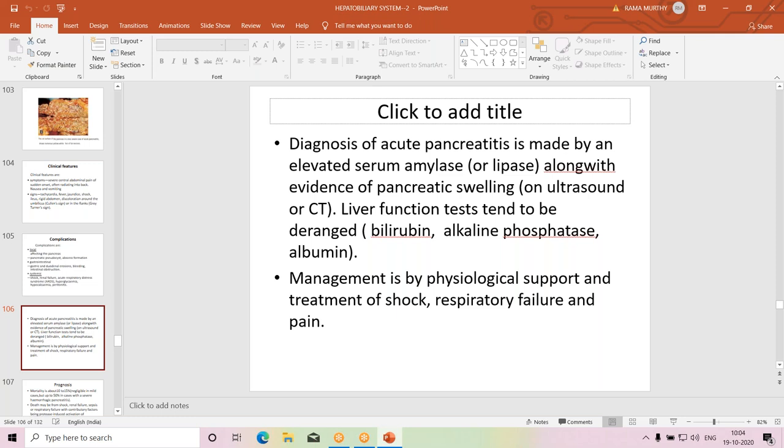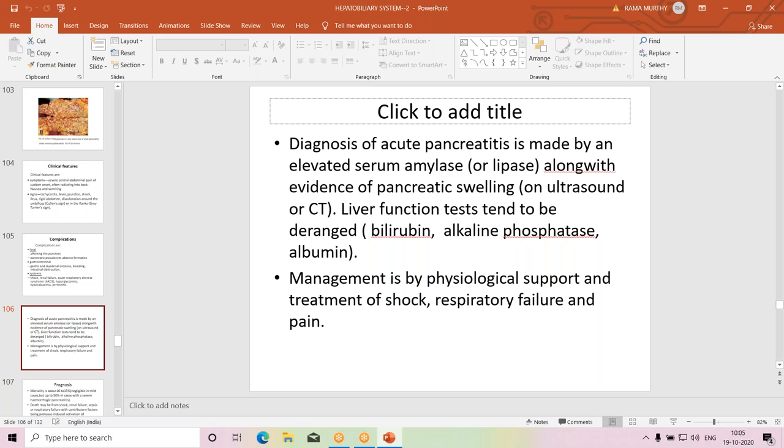Diagnosis of acute pancreatitis is made by elevated serum amylase. These enzymes, which are intrapancreatic, are released into the circulation in acute inflammation. So the serum amylase levels are elevated within 24 hours, and within 48 to 72 hours another enzyme, lipase, is also elevated in the blood. Elevation of these enzymes is diagnostic of acute pancreatitis.